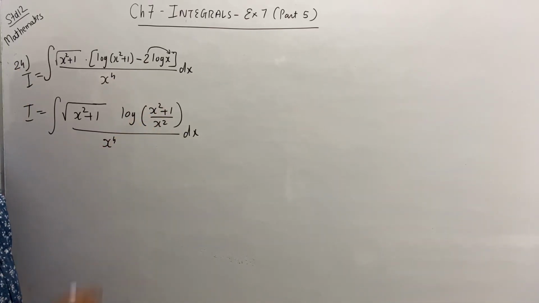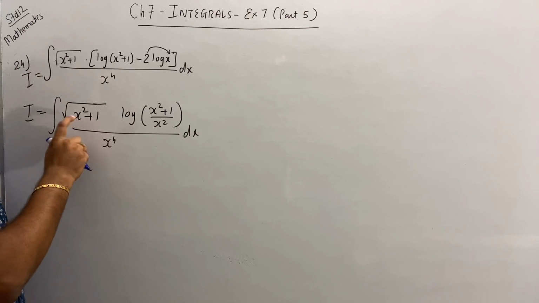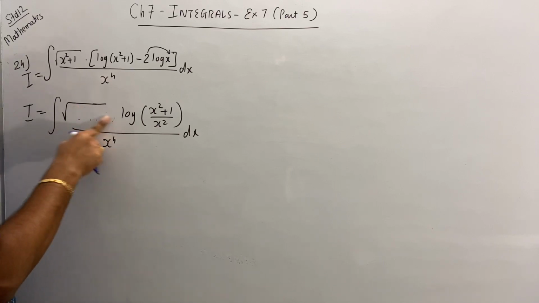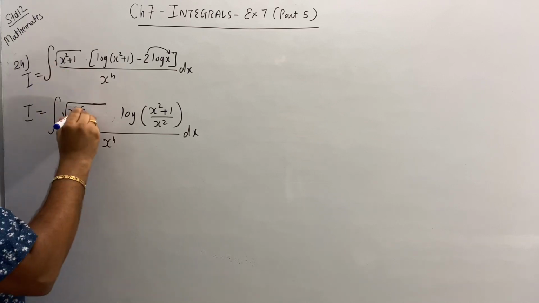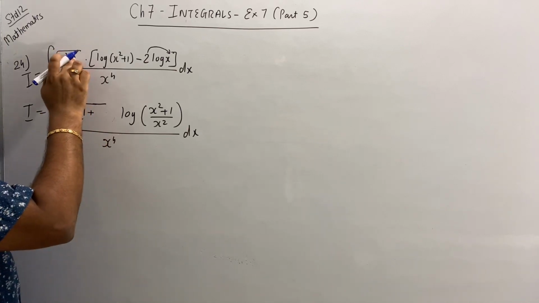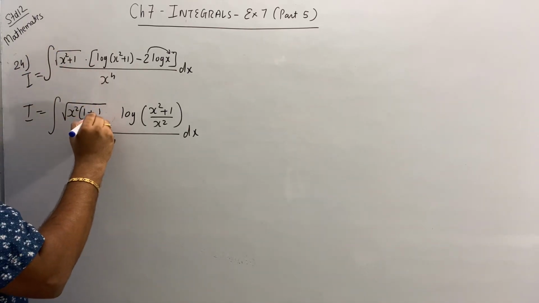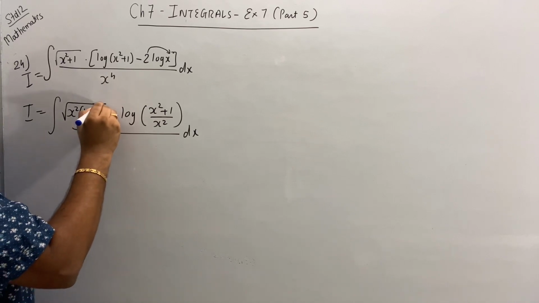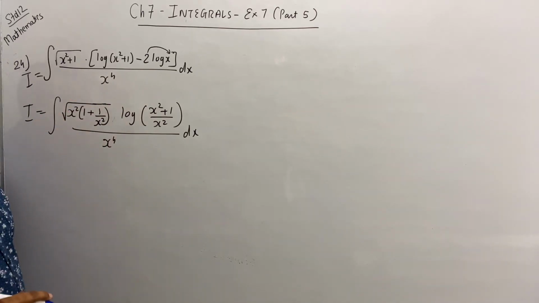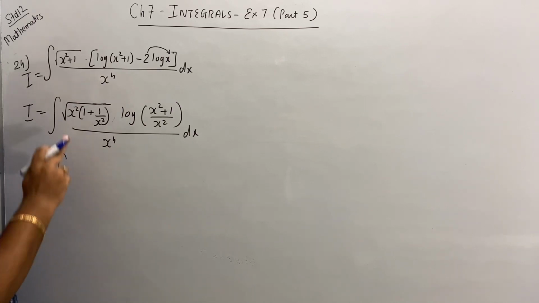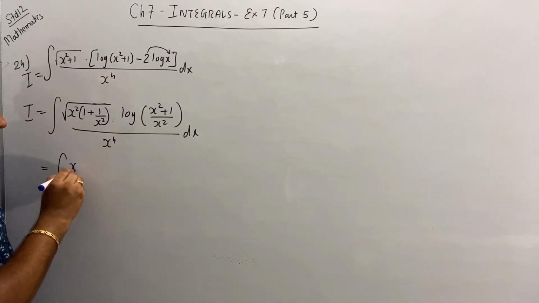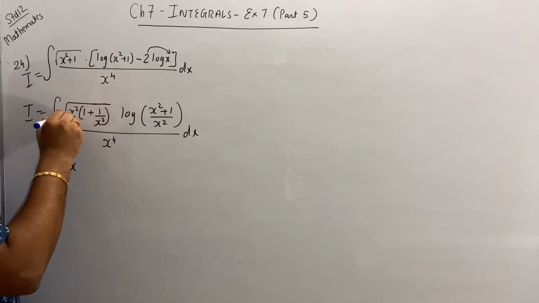See, I can also get here 1 plus 1 by x square. If I take x square common, here it will be 1 plus... I can't take common here, so it will be 1 upon x square. Clear?